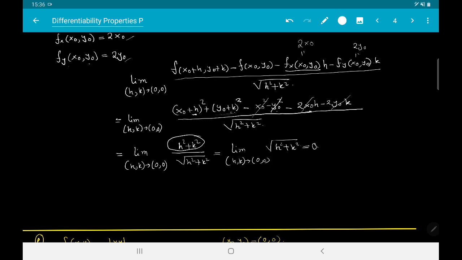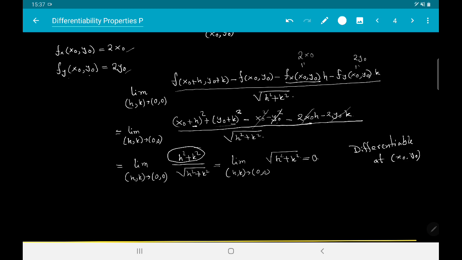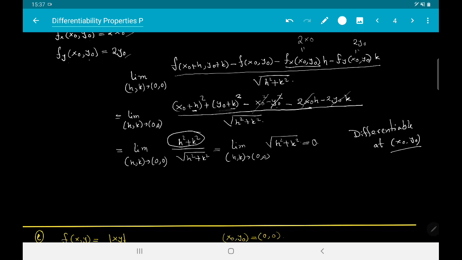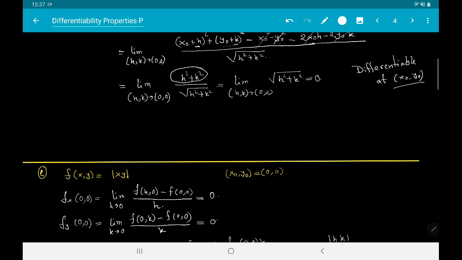So h square from here, k square from here, and we have seen before in our lectures on limits that this limit is indeed equal to 0. So this function is differentiable at x0, y0. Just as in the case before, this x0, y0 is nothing special, and this worked for every possible choice of x0, y0, every possible point x0, y0 in R2, and consequently the function f is differentiable throughout the two-dimensional Euclidean plane.